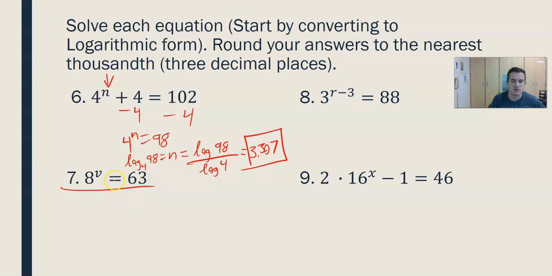I'm going to skip this one. You can do this one for practice if you would like. That one's pretty straightforward. Here, now I have a lot going on up in this exponent, but I'm going to follow the same pattern. So I have 3 to the power of r minus 3 equals 88.